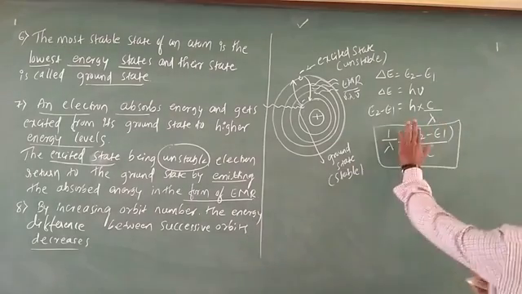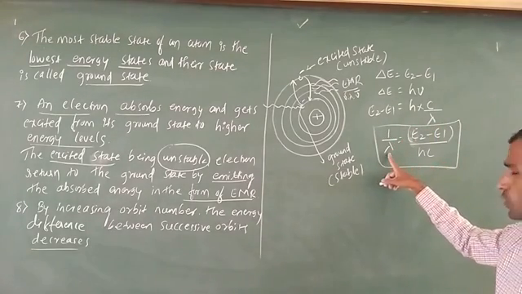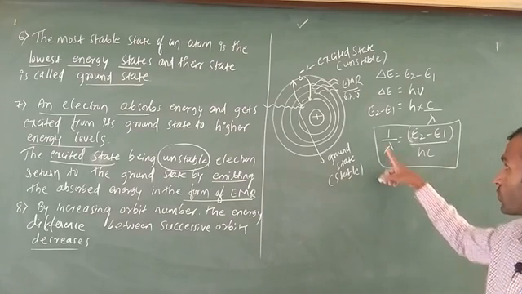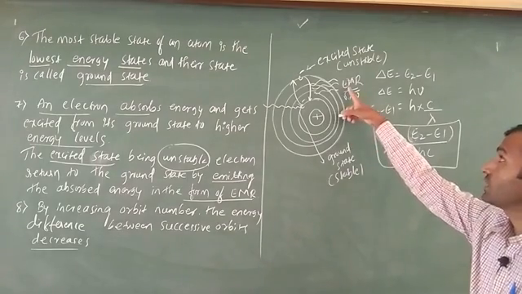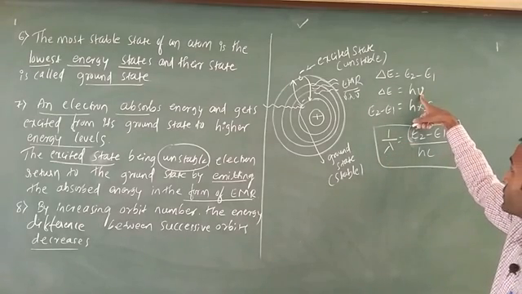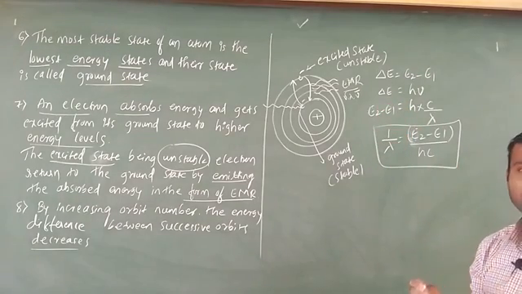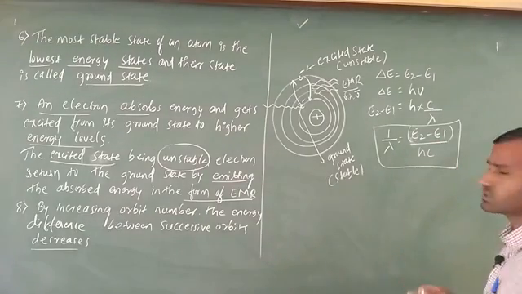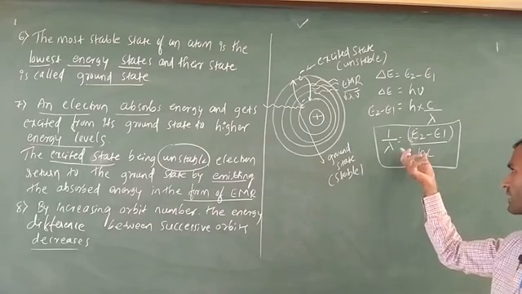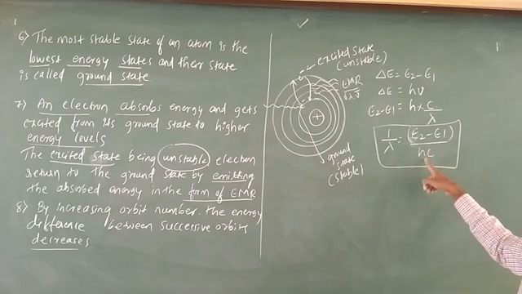This is the final formula. It looks like the Rydberg formula. With the help of this we find the wavelength of the emitted radiation. We also calculate the frequency, and the energy difference between the two states, energy 1 and energy 2. Everything is calculated with this formula. This formula is the most important one. It looks like the Rydberg formula, 1 by lambda, equal to E2 minus E1 divided by hc.